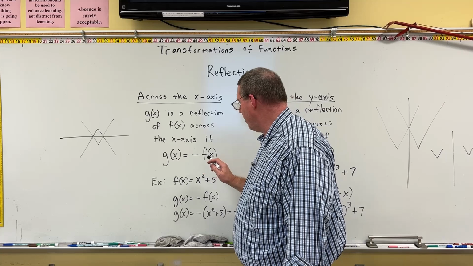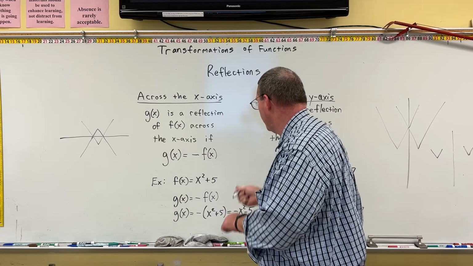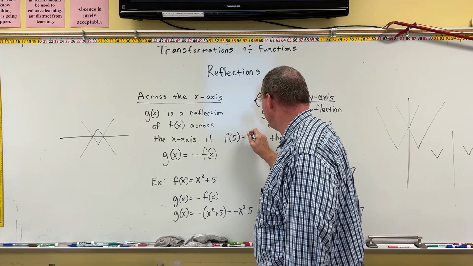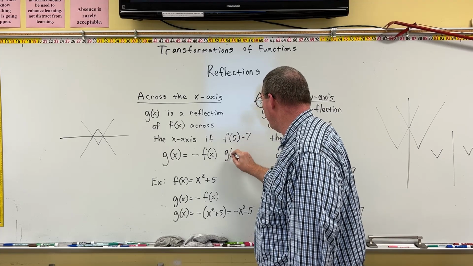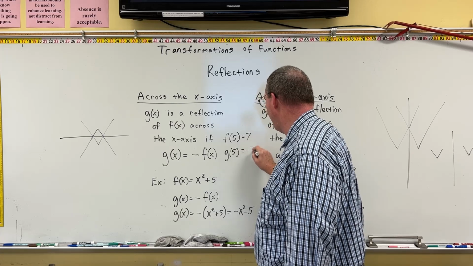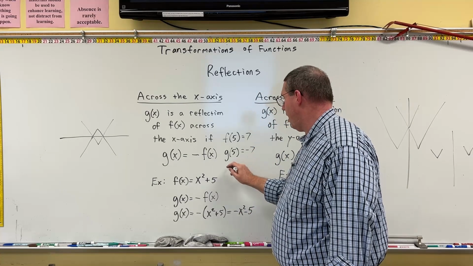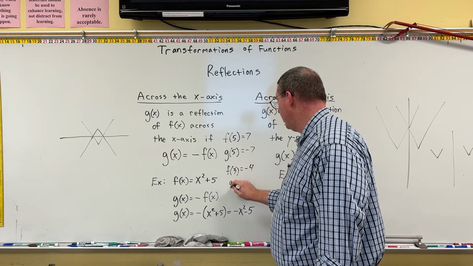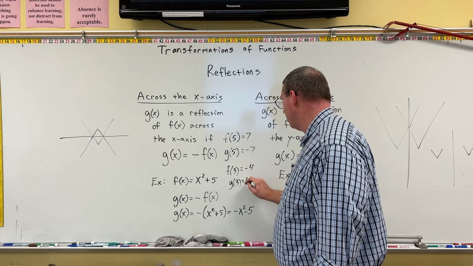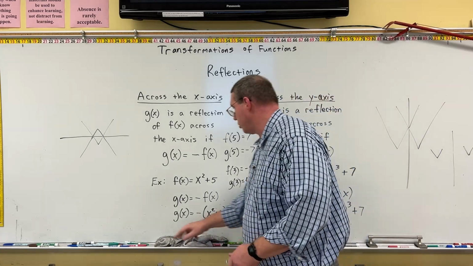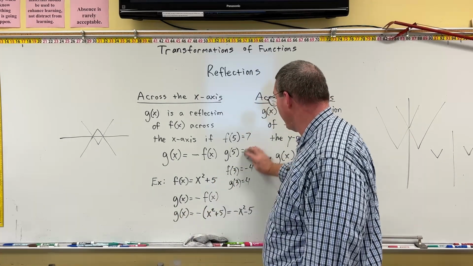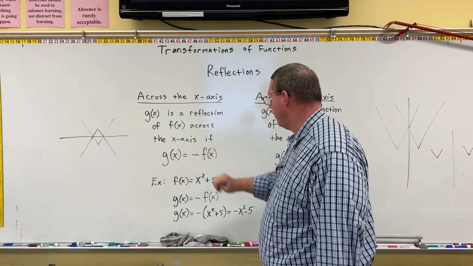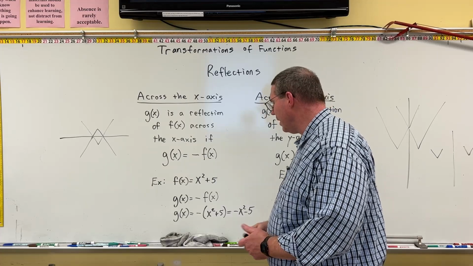So if f of 5 is equal to 7, then g of 5 is equal to negative 7. Okay? If f of 3 is equal to negative 4, then g of 3 is equal to positive 4. So that's really just what a reflection across the x-axis does, it just does the opposite, the negative of the function.